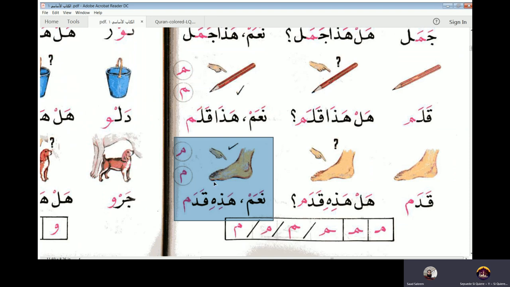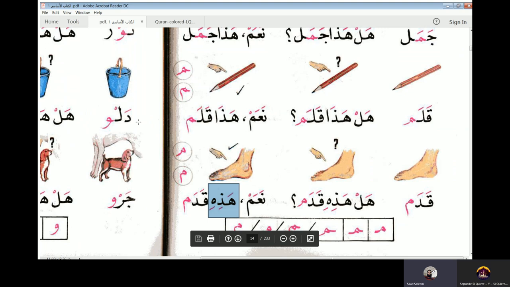Okay, now one thing. On the previous page, we used hada for the nose. But here we are using hadihi for the foot. Do you know the reason? No. Okay, listen. Plural body parts are considered feminine in Arabic, and single body parts are considered masculine. For example, we have one nose, one head, one tongue, one neck. For these things we use hada. And we have two hands, two legs, two eyes, two ears. For these things we use hadihi. Okay? So remember this one. Very good.